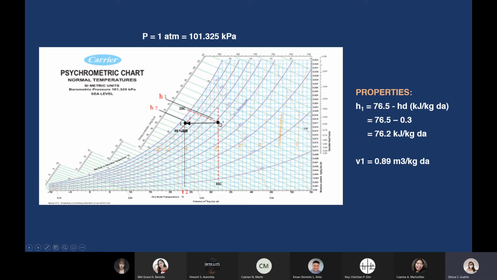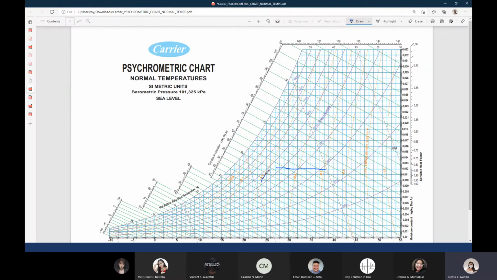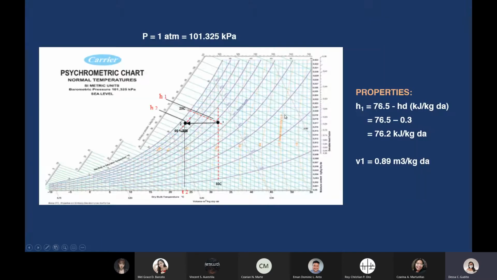And then with this point we can get H1, since H1 is on the same line as the wet bulb, we just read the reading here. So our H1 is 76.5, and since we have enthalpy deviations, we can read the enthalpy deviation using these yellow curves. Those are the HD. So we need to subtract it from the value we got for the enthalpy.